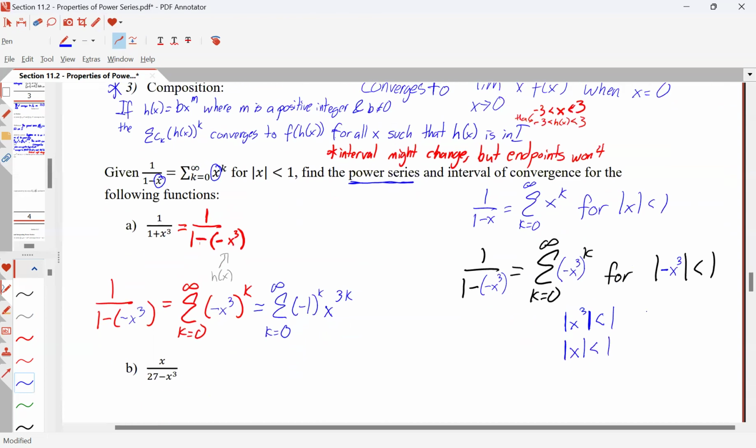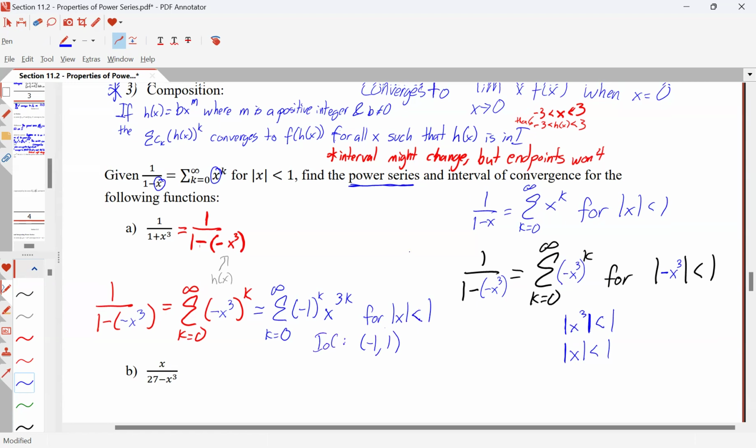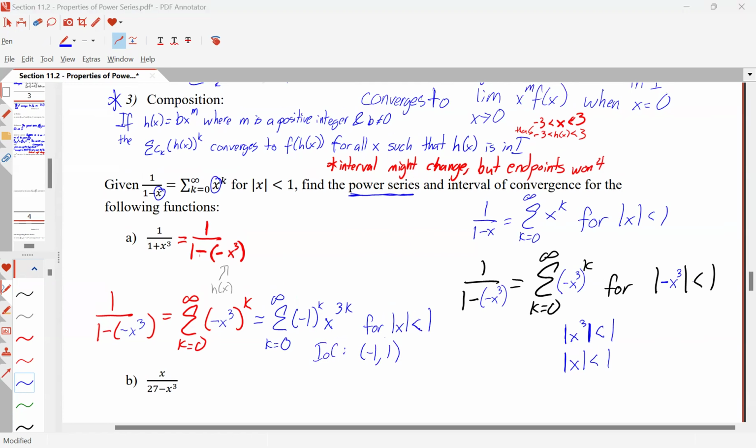So the interval of convergence is still that absolute value of x being less than 1. So the interval didn't change. Again, the interval might change. The interval didn't. But the way we find it is by using the previous interval of convergence. Now let's take a look at this other example.